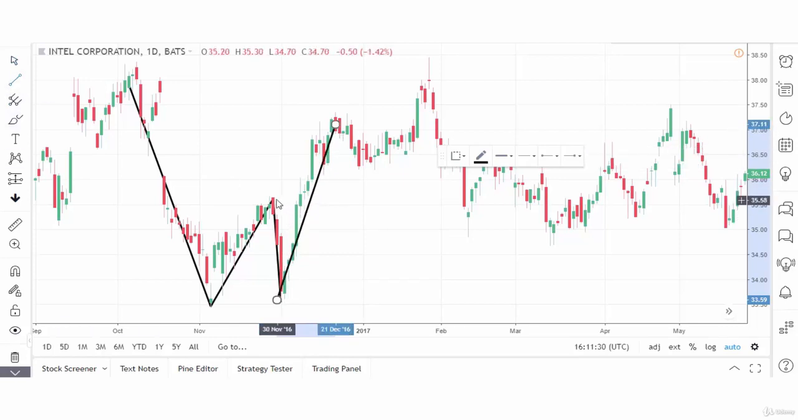It is at this point that we would have either covered short positions we may have had in the stock or gone long the stock as it completes the double bottom pattern and moves higher to the upside. So that's a double bottom in the stock of Intel.